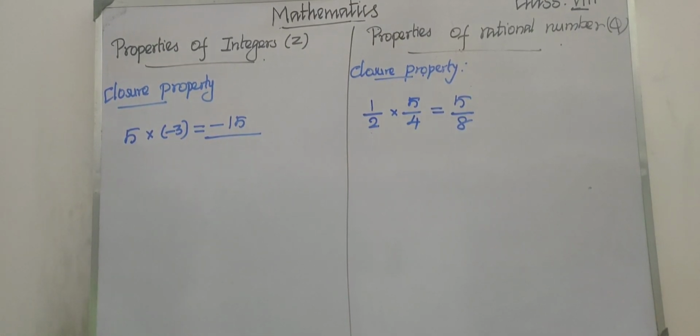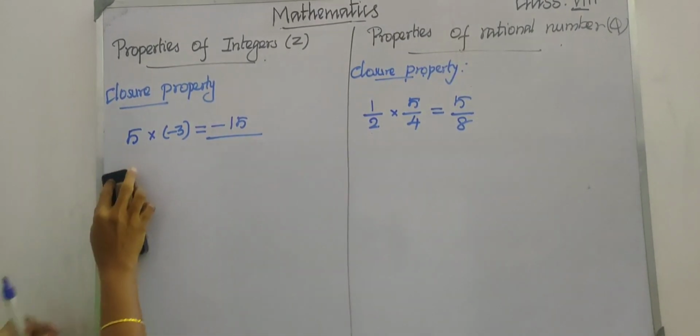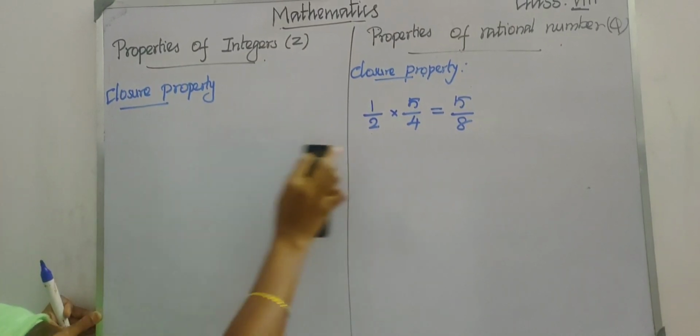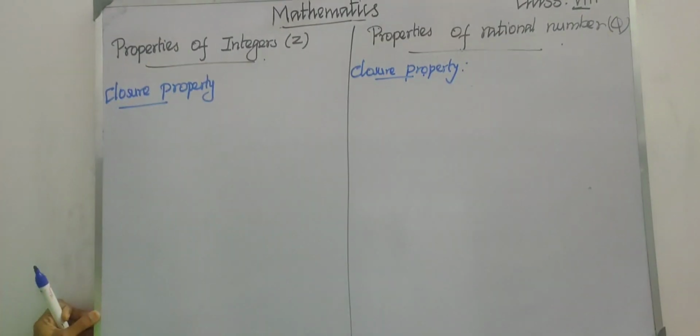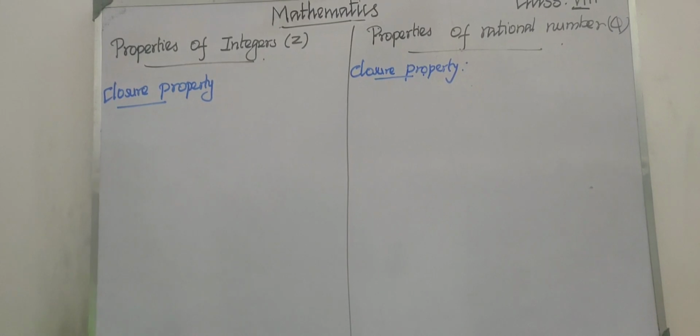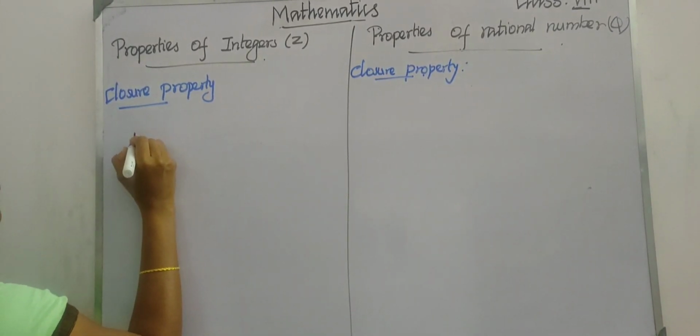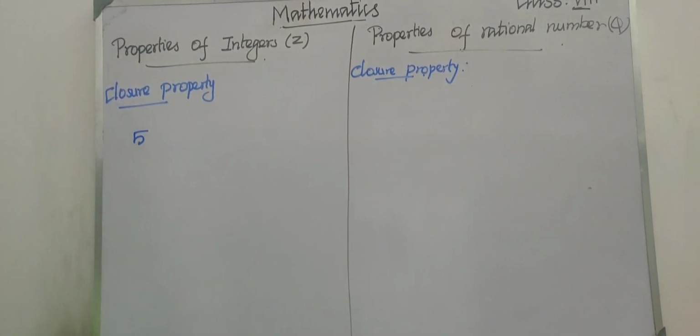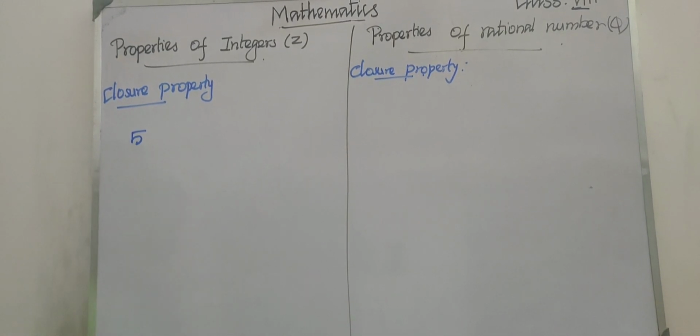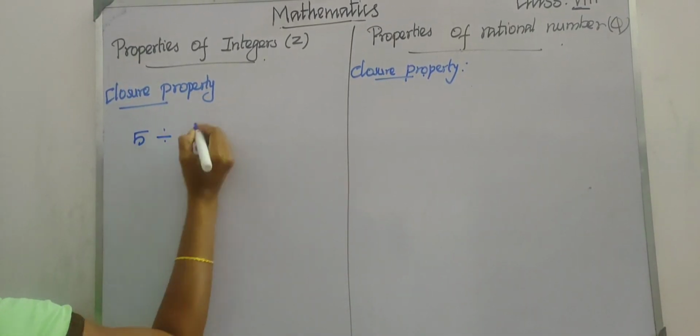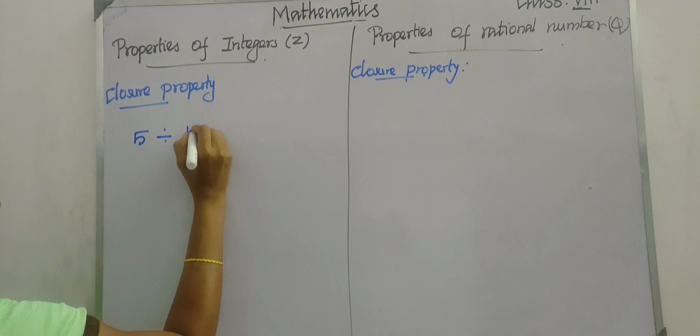So let us see division. Division of integers and division of rational numbers. Children, see, 5 divided by 10.